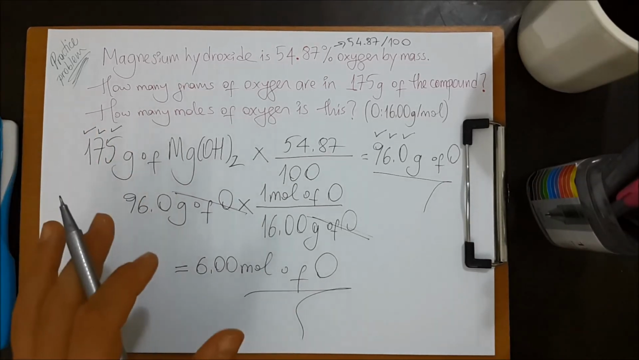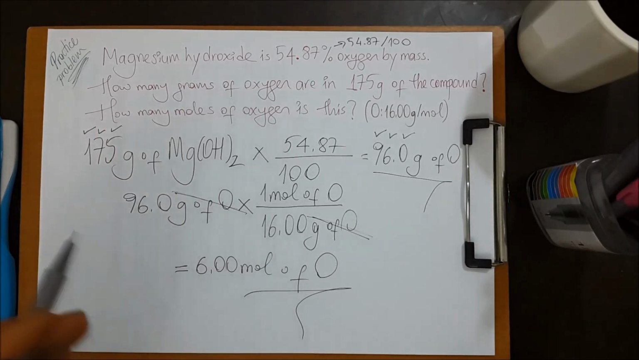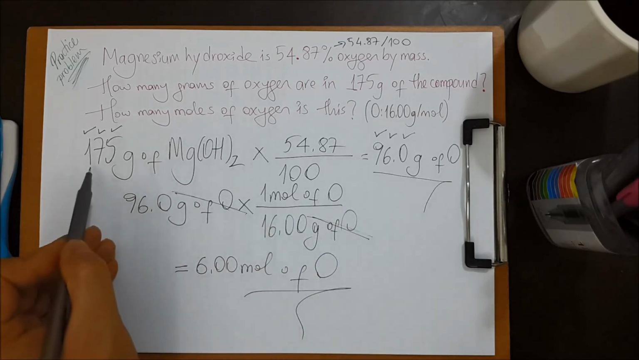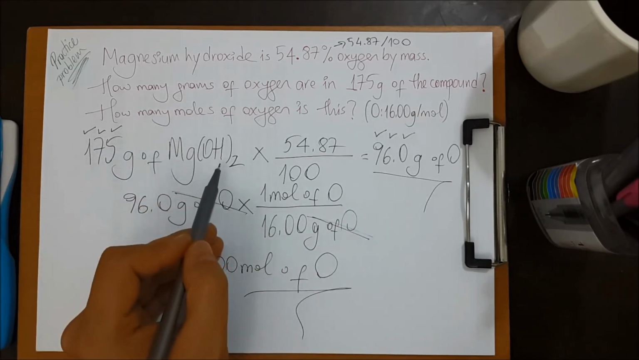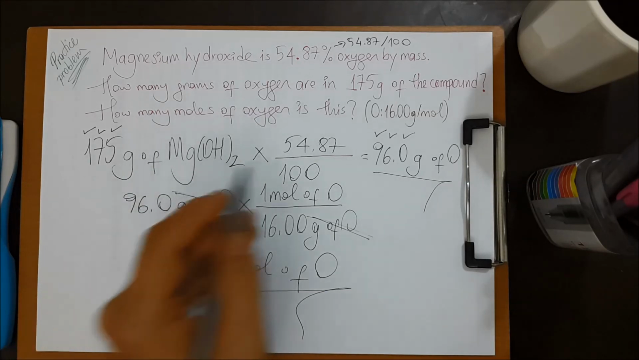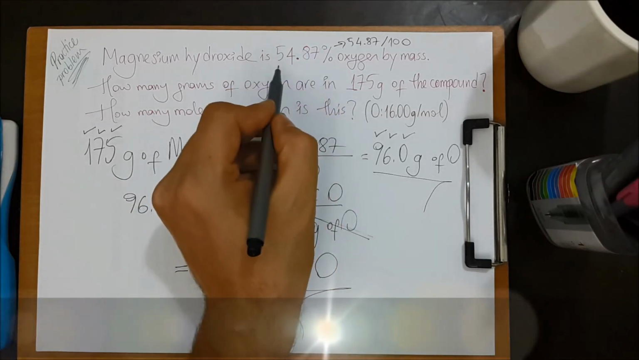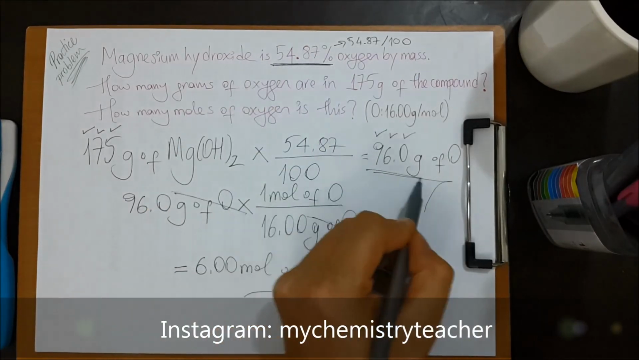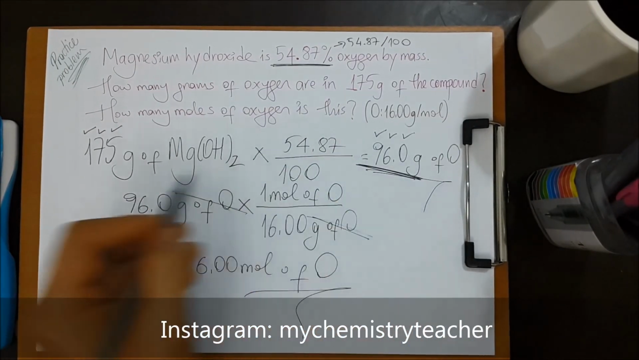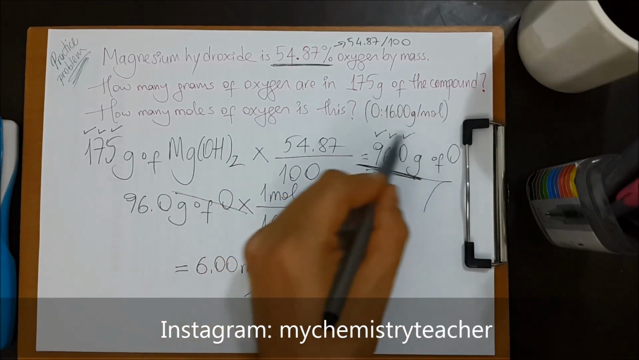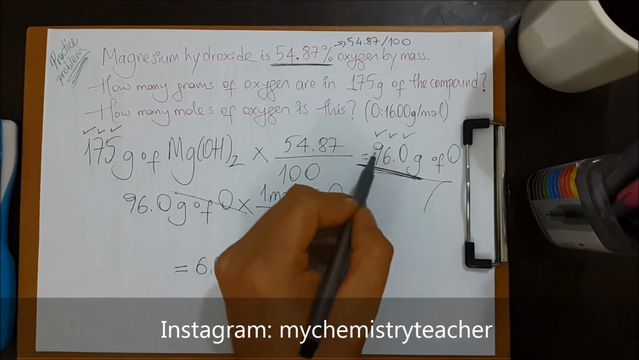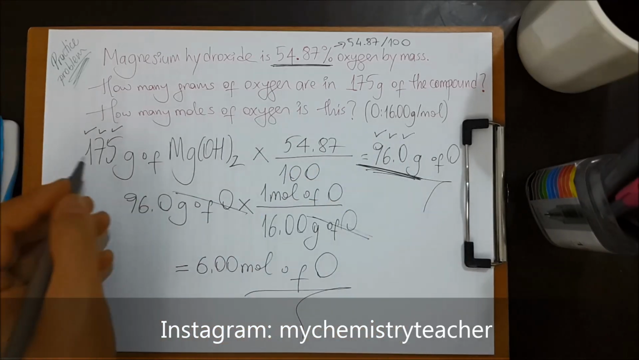The point in this question is to convert or to find how many grams of oxygen you have in 175 grams of magnesium hydroxide. And by percentage, it is given in the question. You only convert this percentage composition into mass composition. So 96.0 grams of this compound is oxygen by mass.